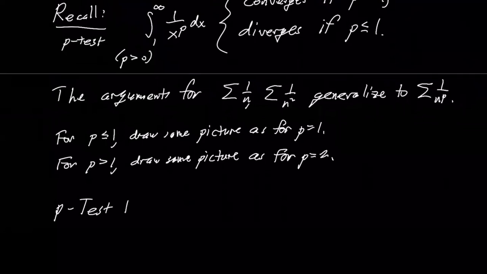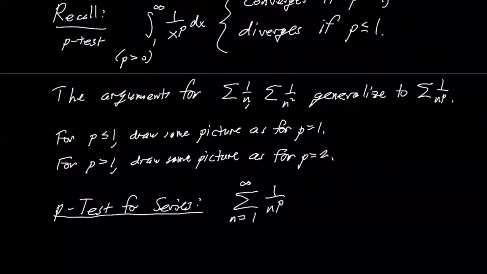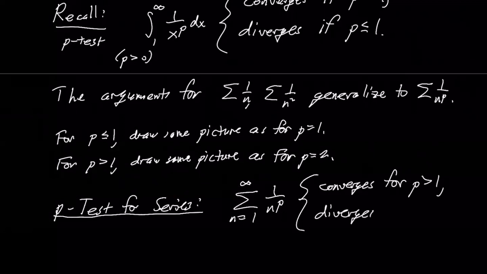The p-test for series says that the sum from n equals 1 to infinity, although it could be n equals any finite number, of 1 over n to the p, exactly the same as for improper integrals, converges for p greater than 1, and diverges for p less than or equal to 1. And that's the p-test.